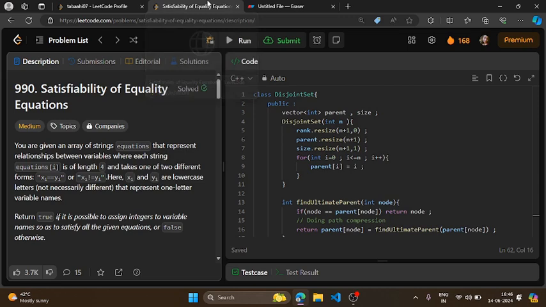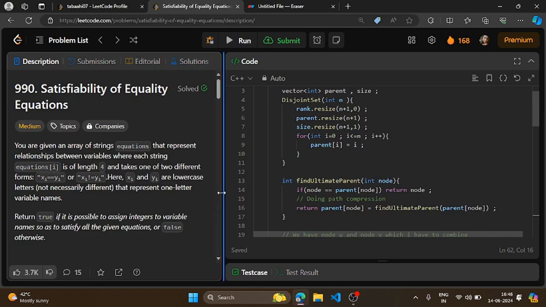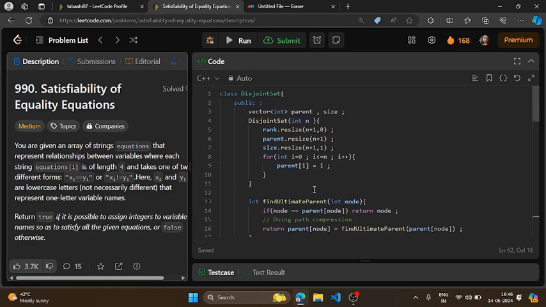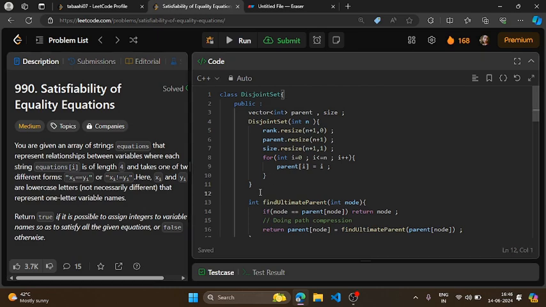So yeah, let's start with the code. So here I have written the implementation of this disjoint set algorithm. In this algorithm, what happens? While doing the connection, we simply connect the graph with the help of the edges which we are given. And once the connection is established, we can simply find if a particular node is having the same parent or not.